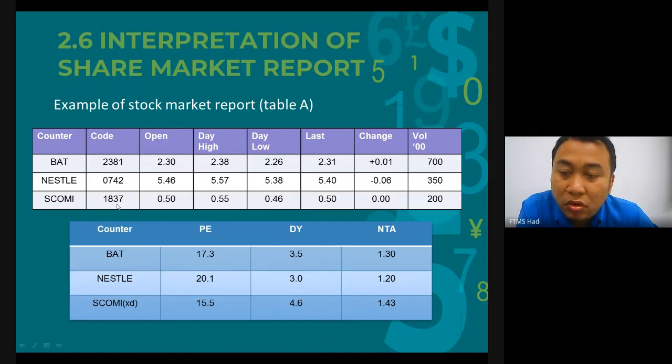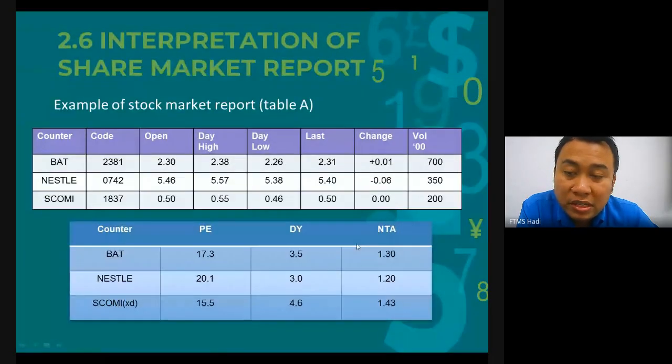That means every column has its own interpretation. PE, DY, NTA, and so on. So you need to be familiar with this in order to understand this table better.